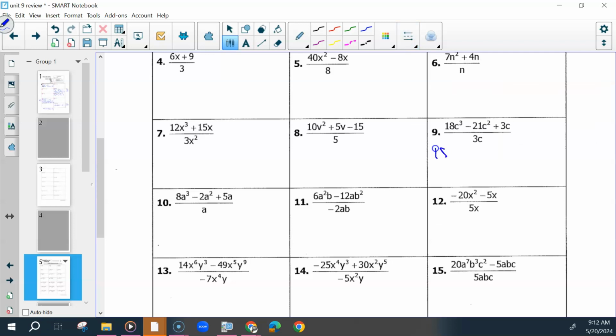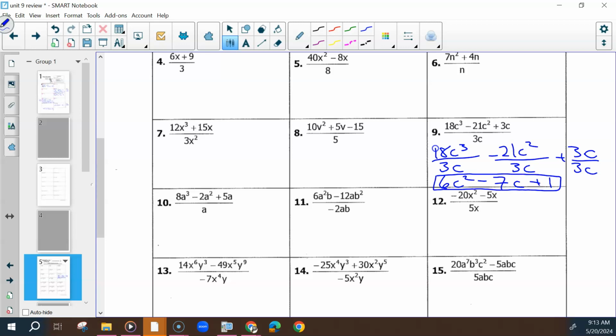So I'm going to rewrite this, each term in the numerator over the denominator separately. And then I'm going to divide each one using my exponent rules. Actually divide the numbers, subtract the exponents. So this would give us 6c squared minus 7c plus 1. It doesn't say factor or do anything else, so that would be your final answer. Questions on that? Other questions on this page?